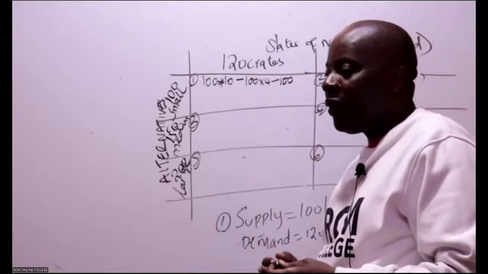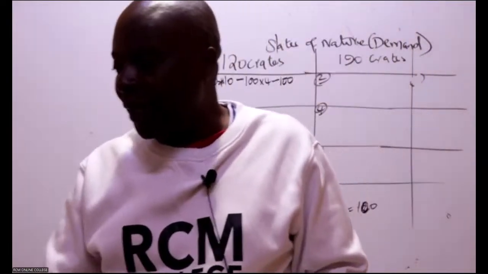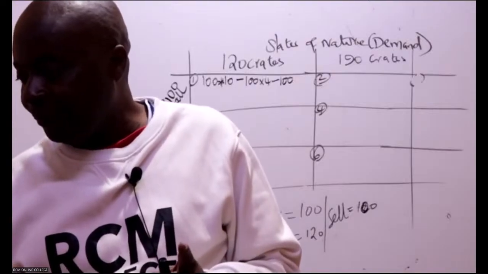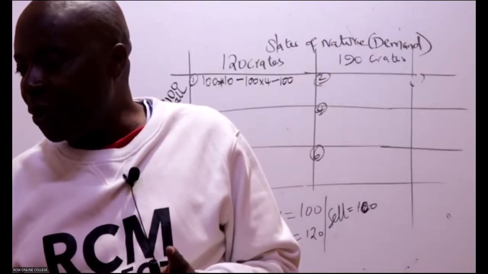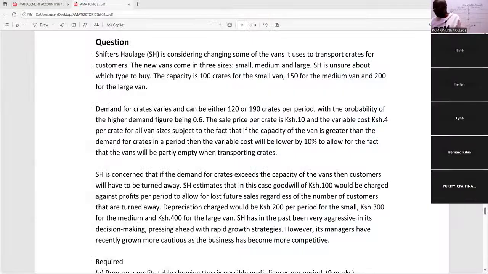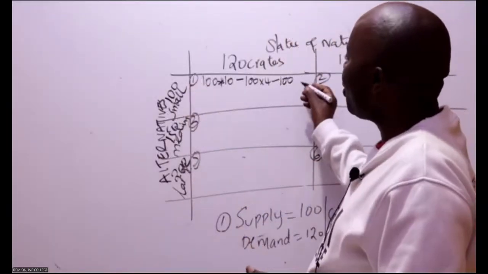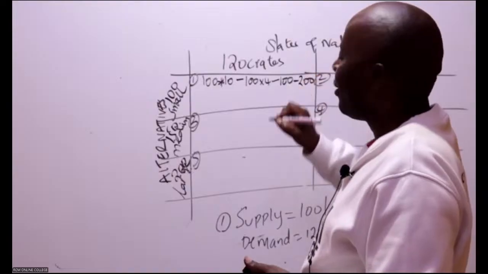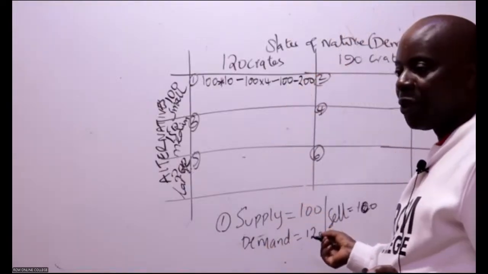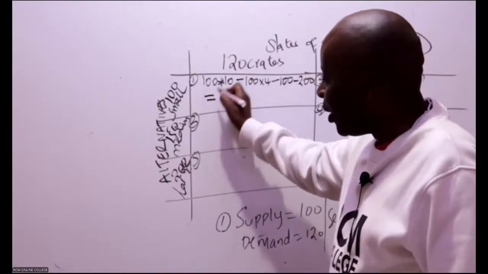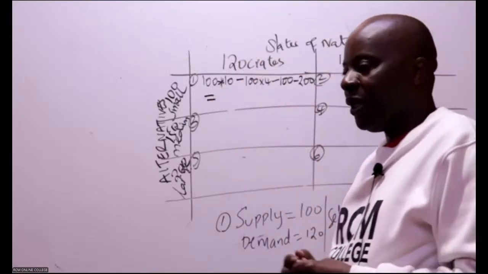And then somebody very, very bright here has been able to see something that most of us wouldn't have seen. That we have depreciation for these vans. Yeah, we are given depreciation. You can see here. Depreciation charged would be 200 per period for the small, 300 for the medium, and 400 for the large. Regardless of what decision you make, if it's a small van, there will be depreciation. So minus 200. Small van is 200 depreciation. So then are you able to give me the profit to ensue here? Profit to be realized.